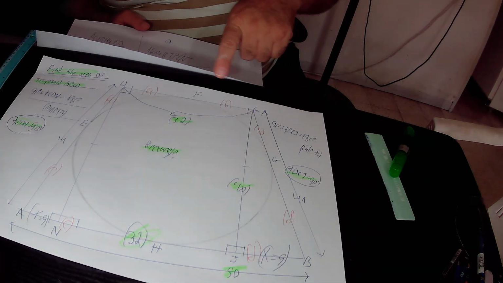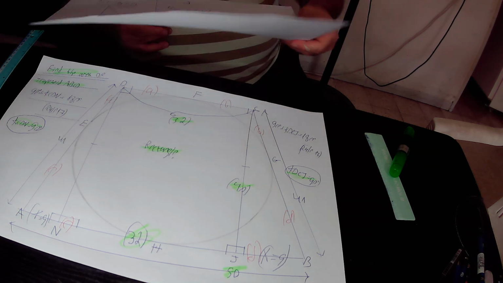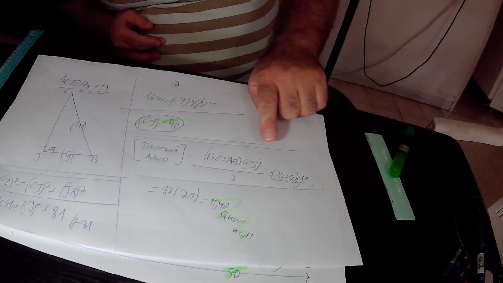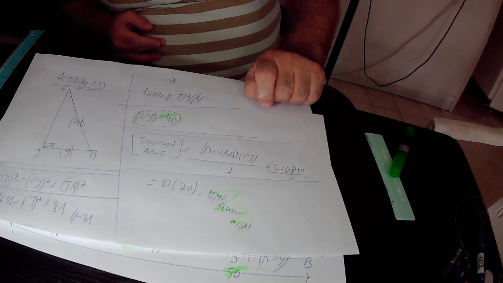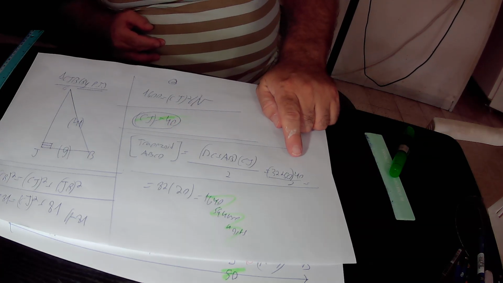DC is 32, AB is 50, CJ is 40. And again, DC is 32, AB is 50, and CJ is 40, divided by 2. 32 plus 50 is 82, and 40 over 2 is 20.